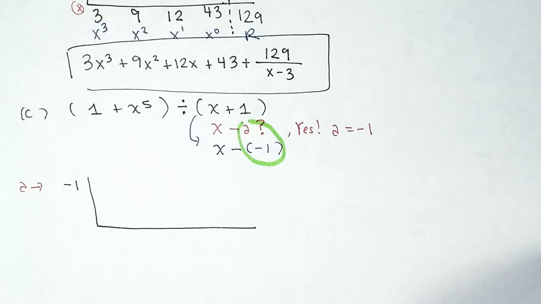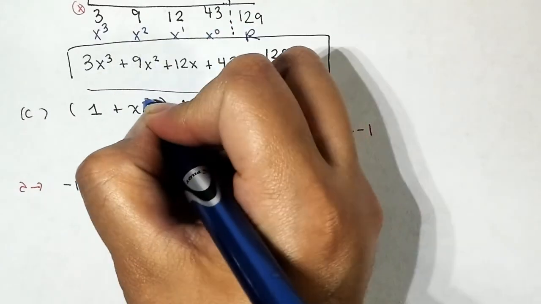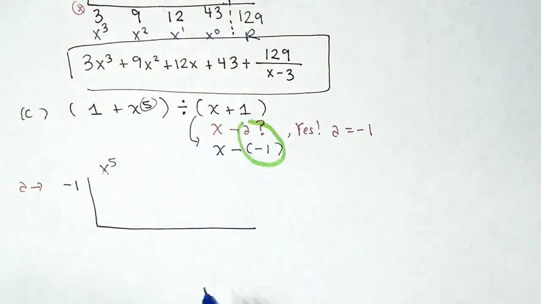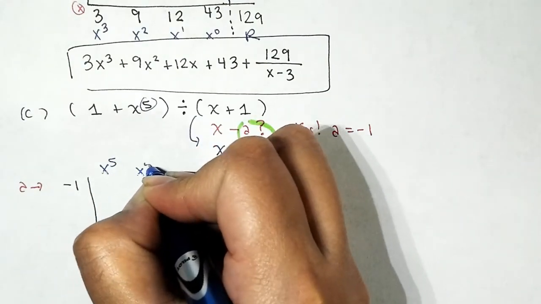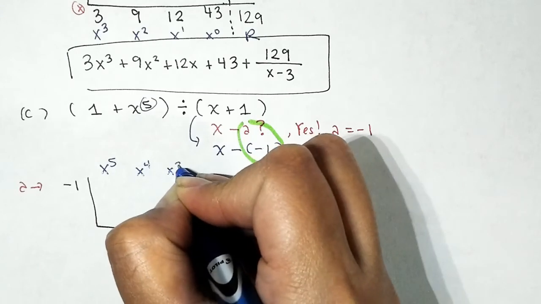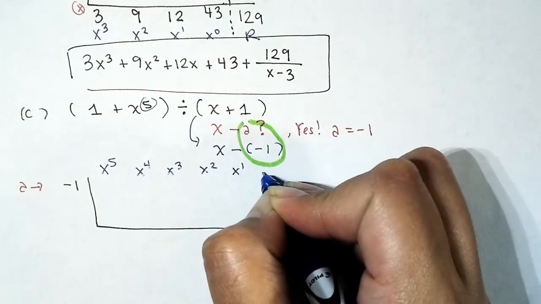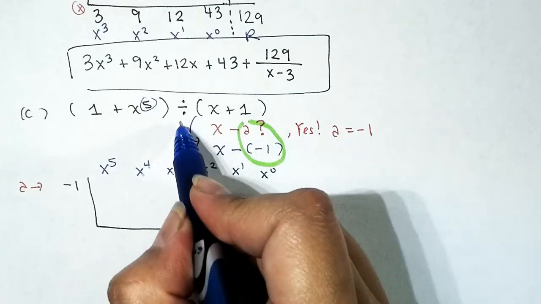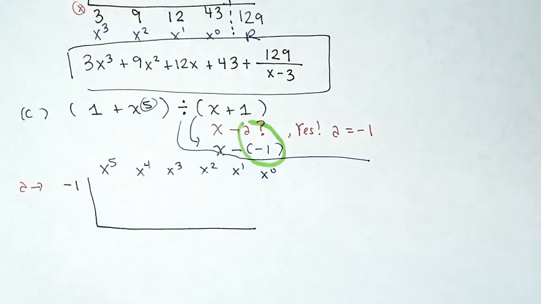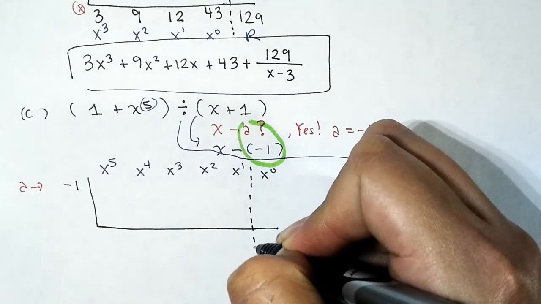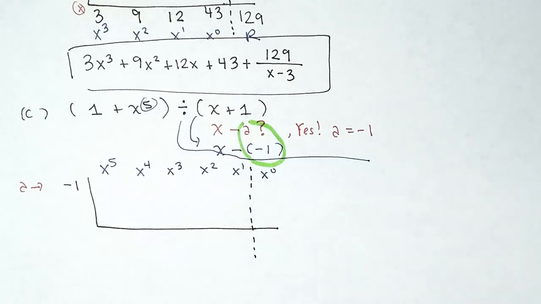Okay, so let me highlight the degrees. The degree is 5. So we need to have an x to the 5th, x to the 4th, x to the 3rd, x to the second, x to the first, constant. This is in my way, so let me just go like that. And then while we're at it, let's separate the quotient from the remainder.